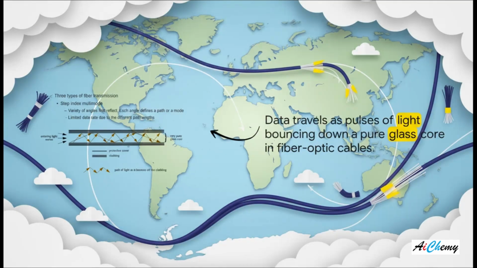But for the really high-speed, long-distance stuff, your data literally becomes light. The backbone of the internet is built out of these incredible fiber optic cables. Your data gets converted into pulses of light that bounce their way down a core of pure glass at, well, nearly the speed of light. This is why talking to someone on the other side of the world feels instantaneous.